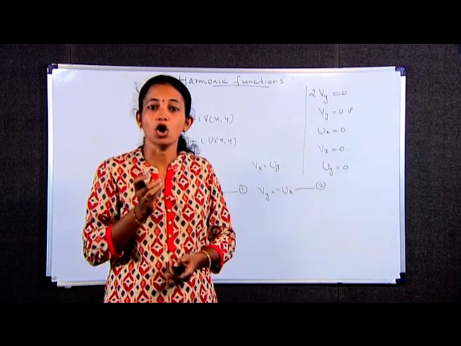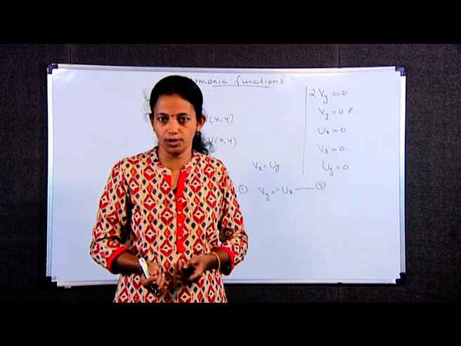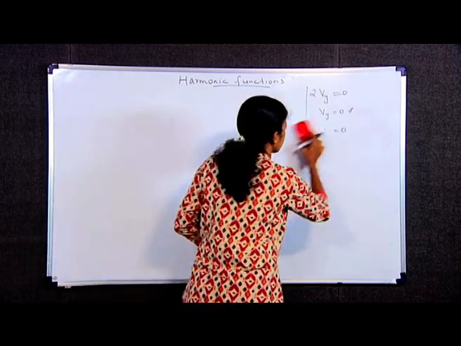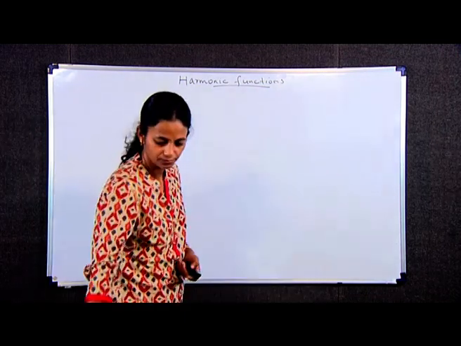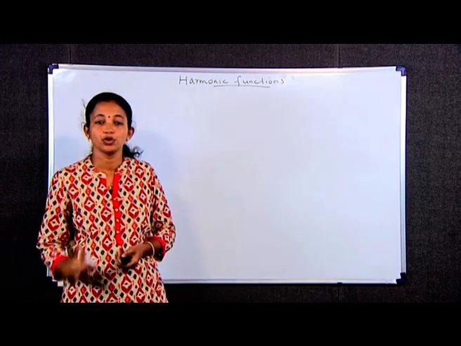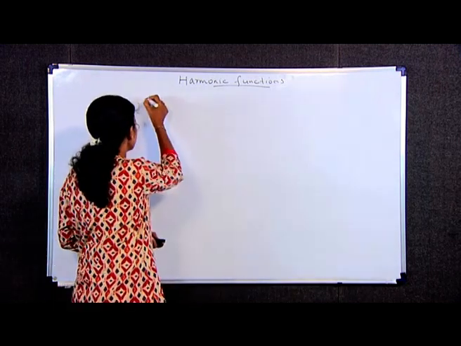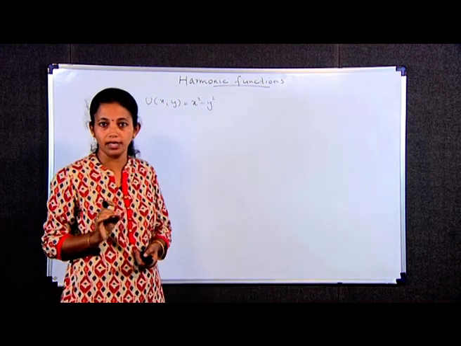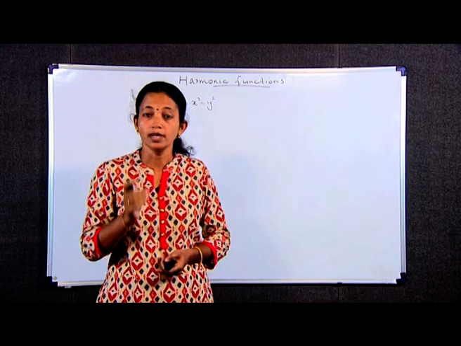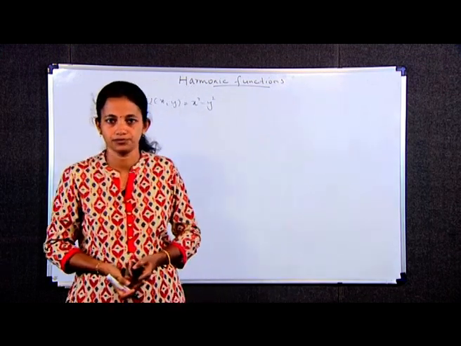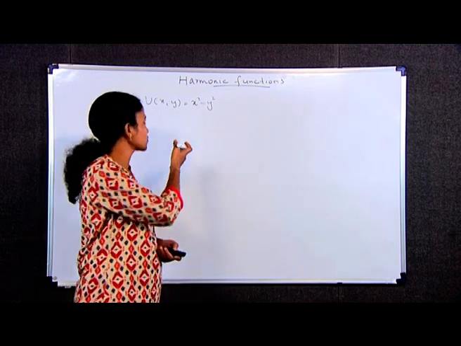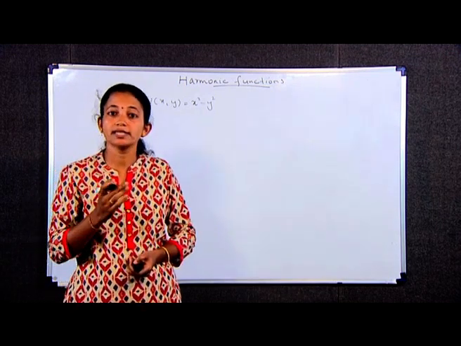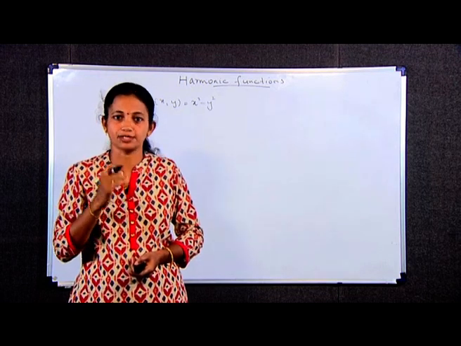Next, we have to find the conjugate harmonic function by the Cauchy-Riemann equations. Next example. Verify that u(x,y) is equal to x square minus y square is harmonic and find its conjugate. Also give the associated analytic function. The verification that the function u(x,y) is equal to x square minus y square is harmonic is left as an exercise. Now to determine the harmonic conjugate, we proceed as follows.